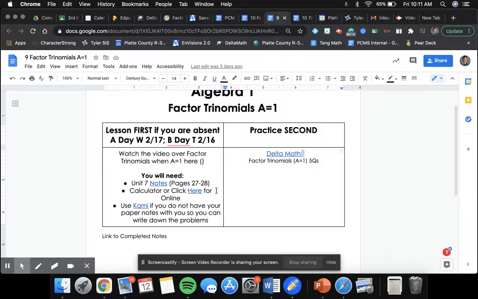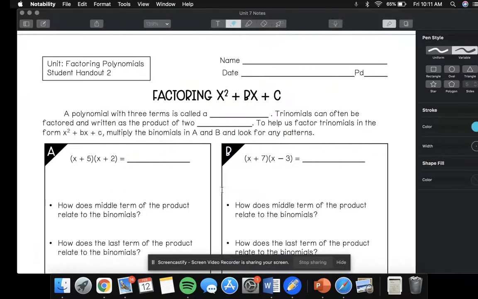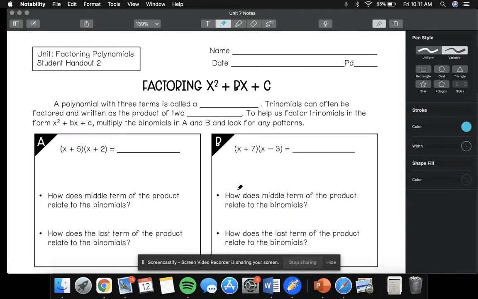Hey guys, today we are on pages 27 and 28. And so it looks like this. It says factoring ax squared plus bx plus c. So we've talked about how to factor out a greatest common factor, and now we're actually going to factor and create problems that we multiplied earlier this week, or a couple weeks ago.